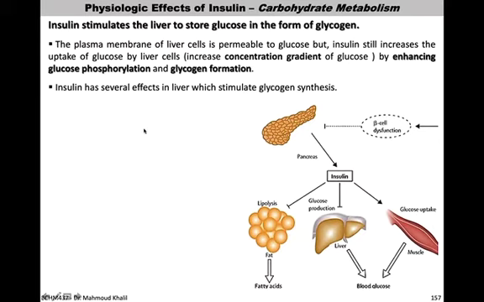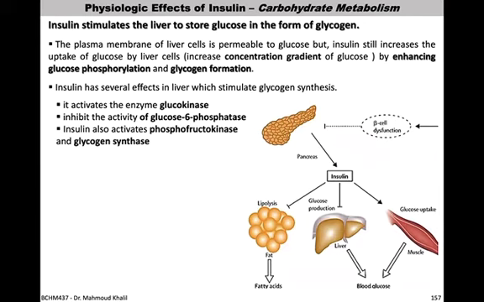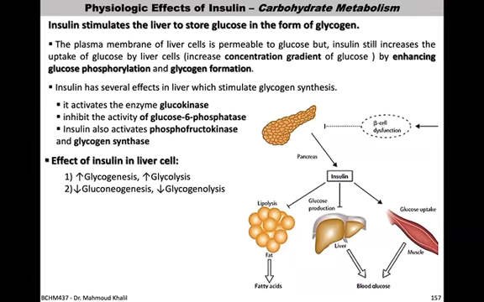So actually insulin has several effects in the liver, which stimulate glycogen synthesis. It activates a number of enzymes like glucokinase, inhibits the activity of glucose 6-phosphatase, and also activates the enzymes phosphofructokinase and glycogen synthase. All these enzymes actually work in a coordinated way to form glycogen. So the effect of insulin in liver cells is to increase glycogenesis and glycolysis and decrease gluconeogenesis and glycogenolysis.